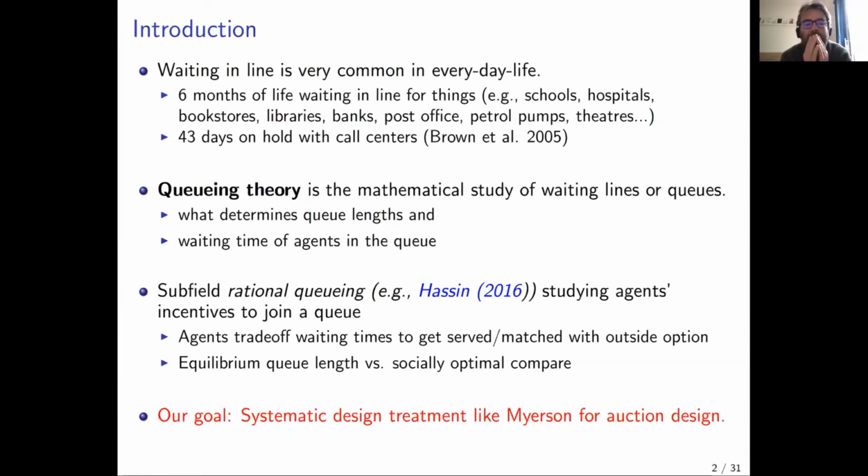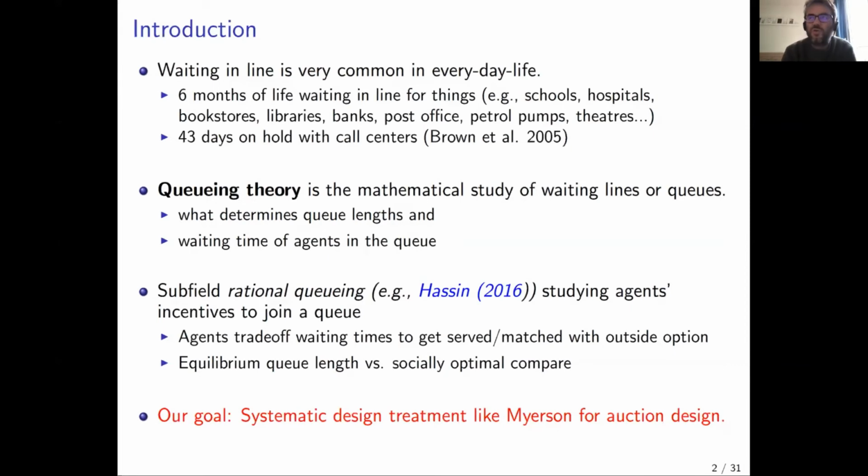It's well known that waiting in line is a very common phenomenon in everyday life. There are studies which evaluate the time you spend on average in your life waiting to be 6 months for things like schools, hospitals, post offices, call centers, and so on. There's a branch of math which studies queuing and specifically waiting lines and how queues form, which is called queuing theory.